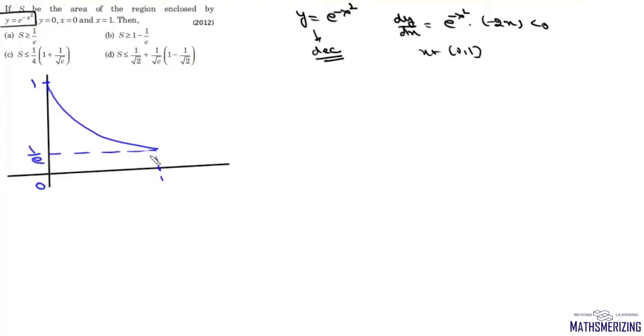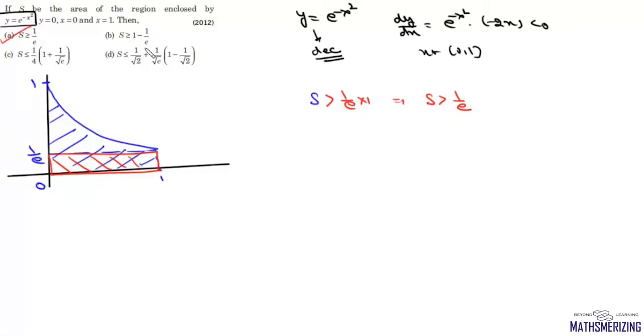So we are talking about area of this region S. So this area is S. Now we need to compare this area with the given values. Now the first one is 1 upon e. Now if we consider area of this rectangle, area of this rectangle is less than area enclosed by this curve. So this S will be greater than area of this rectangle, and area of this rectangle is simply 1 by e into 1. So from here we can say S is always greater than 1 by e. That means option A is correct.